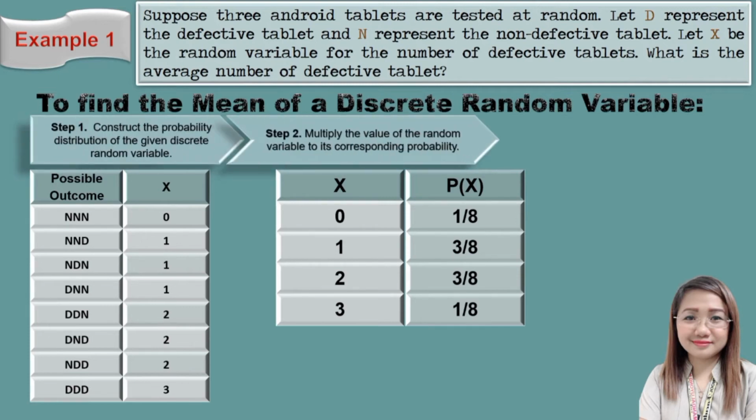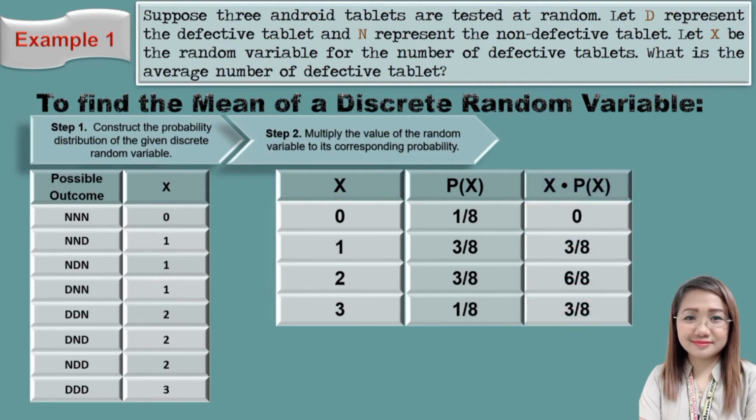Next step is to multiply the value of the random variable by its corresponding probability. So we have to get the product of x and p of x. 0 times 1/8 is 0. 1 times 3/8 is 3/8. 2 times 3/8 is 6/8. 3 times 1/8 is 3/8.